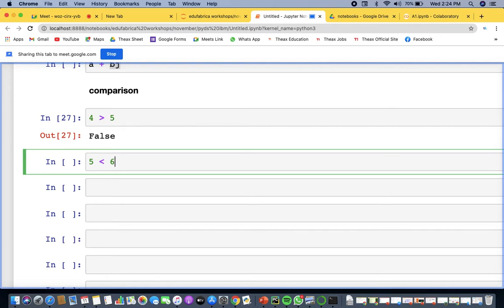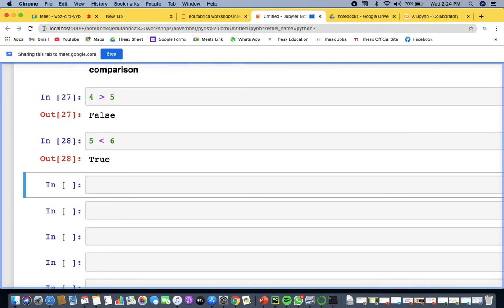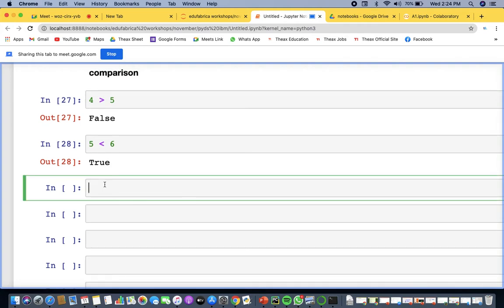Okay, 5 is less than 6. Obviously, it is a true statement. Right? Next, if something is equal to something, we don't write it as 5 is equals to 5. This operator is for assignment. Like, I can say that something is equals to 5. That's it. That is, I am adding the values over there in this C.